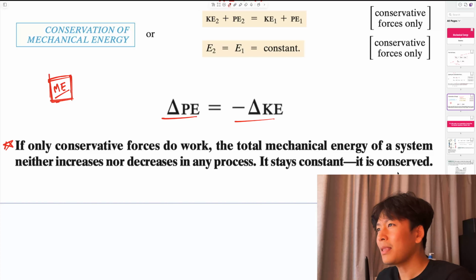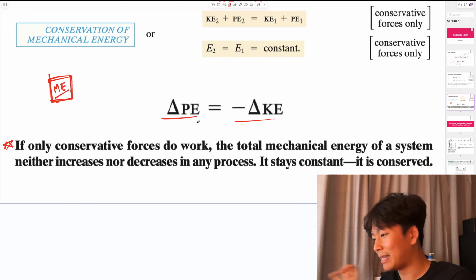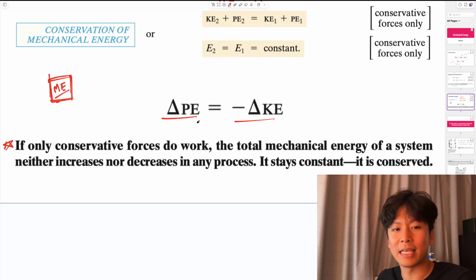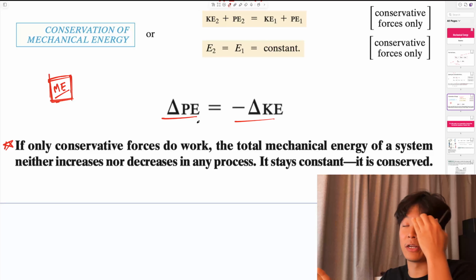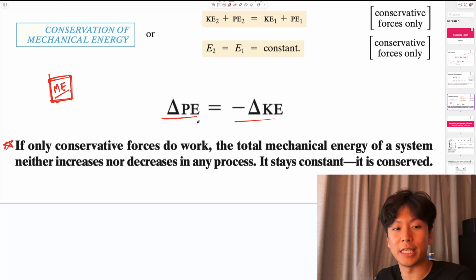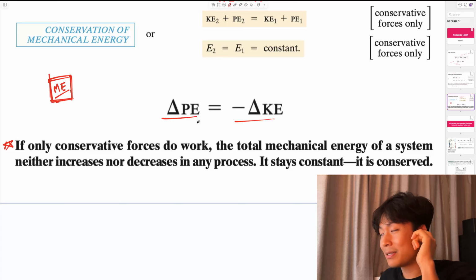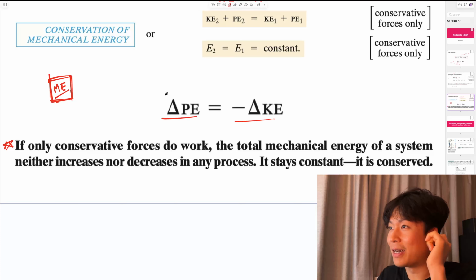So with this one, again, it's about compensation, right? If I increase potential, the kinetic has to decrease. If I increase kinetic, the potential energy has to decrease, and the total amount has to remain constant over the whole journey. Now, this was a bit of a journey for us to get to this equation.